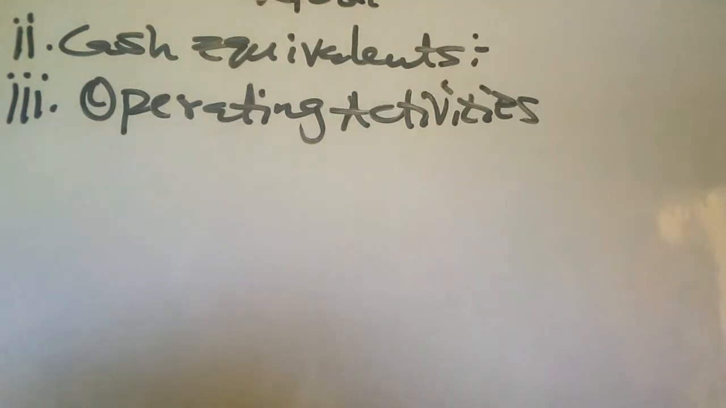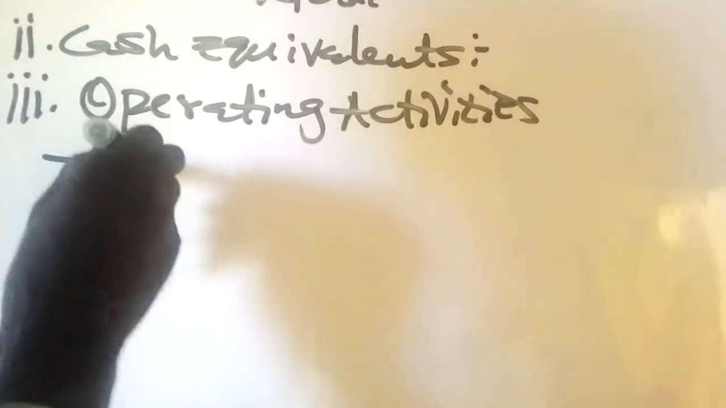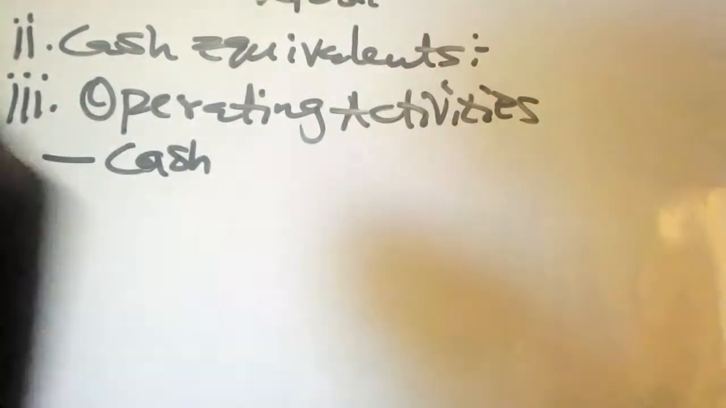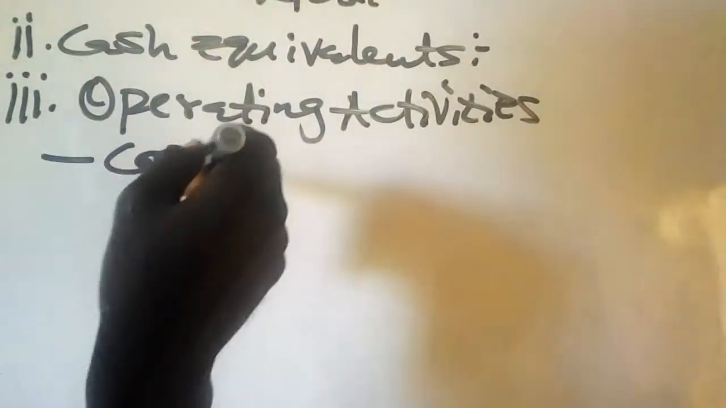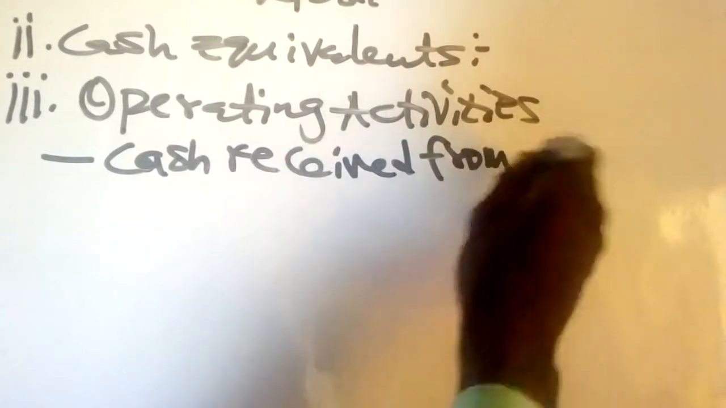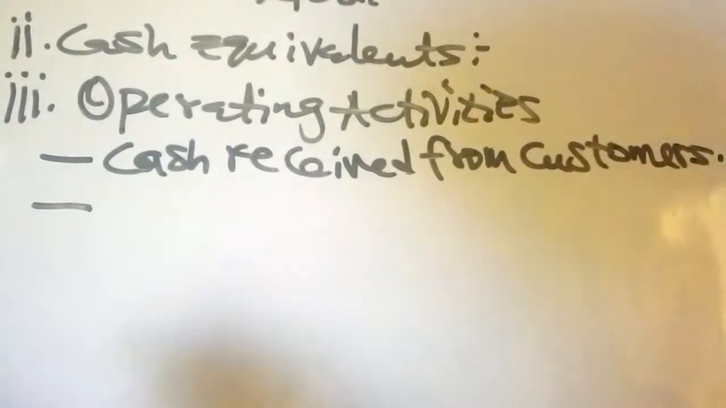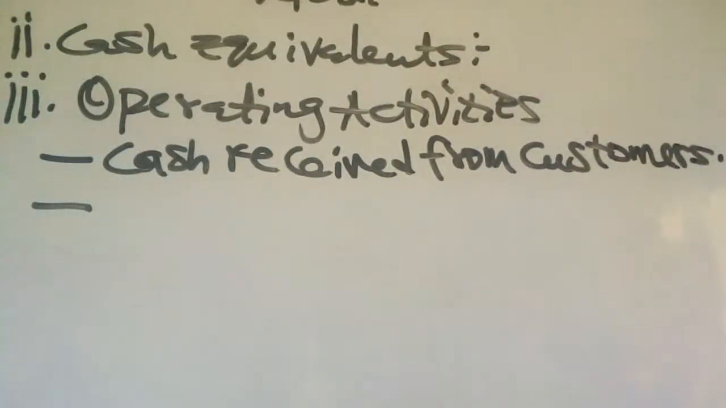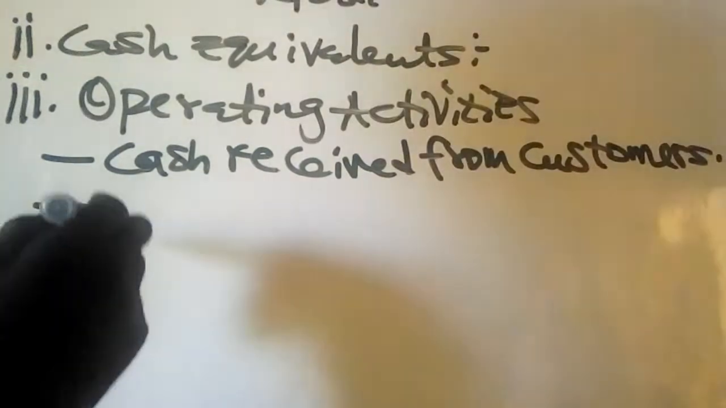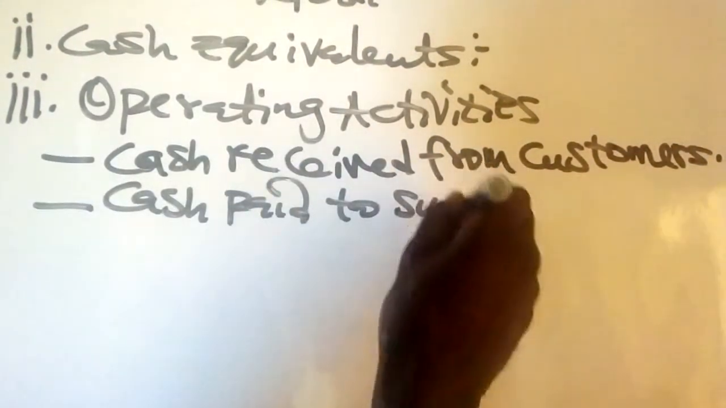Operating activities, I repeat, are the activities that arise in the normal course of business. Examples of these activities are cash received from customers. Every business is expected to sell, and when you sell, you receive cash. Cash received from customers is normal to business. Then when you buy goods, you pay the suppliers, so we have cash paid to suppliers.